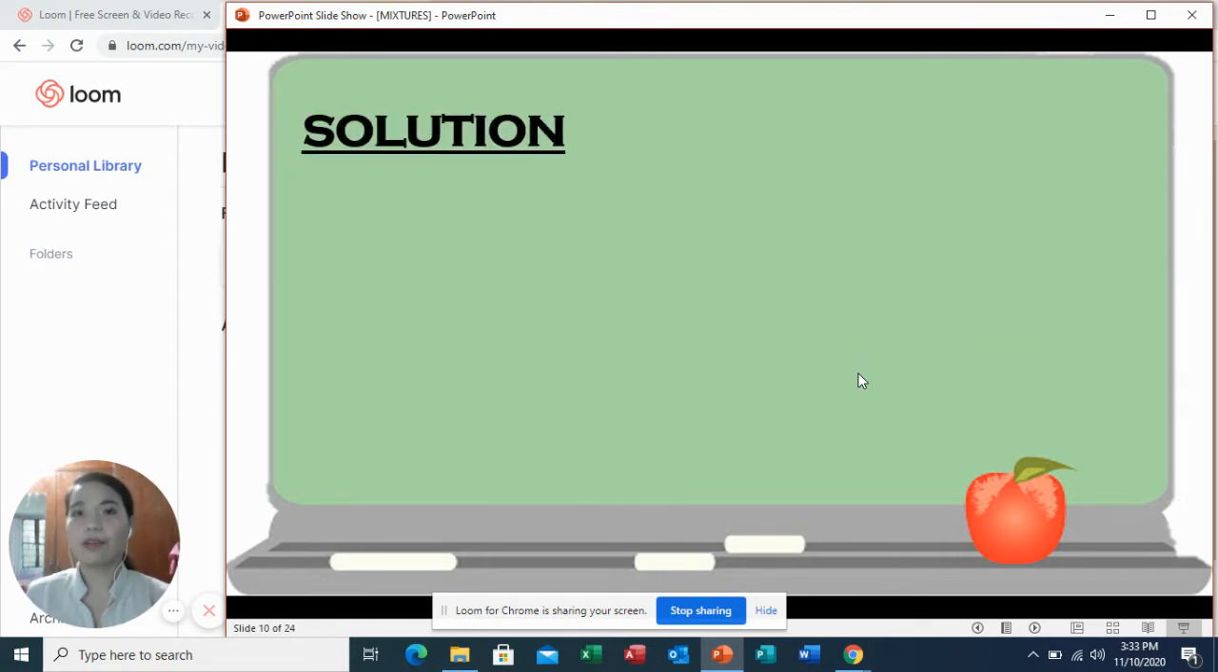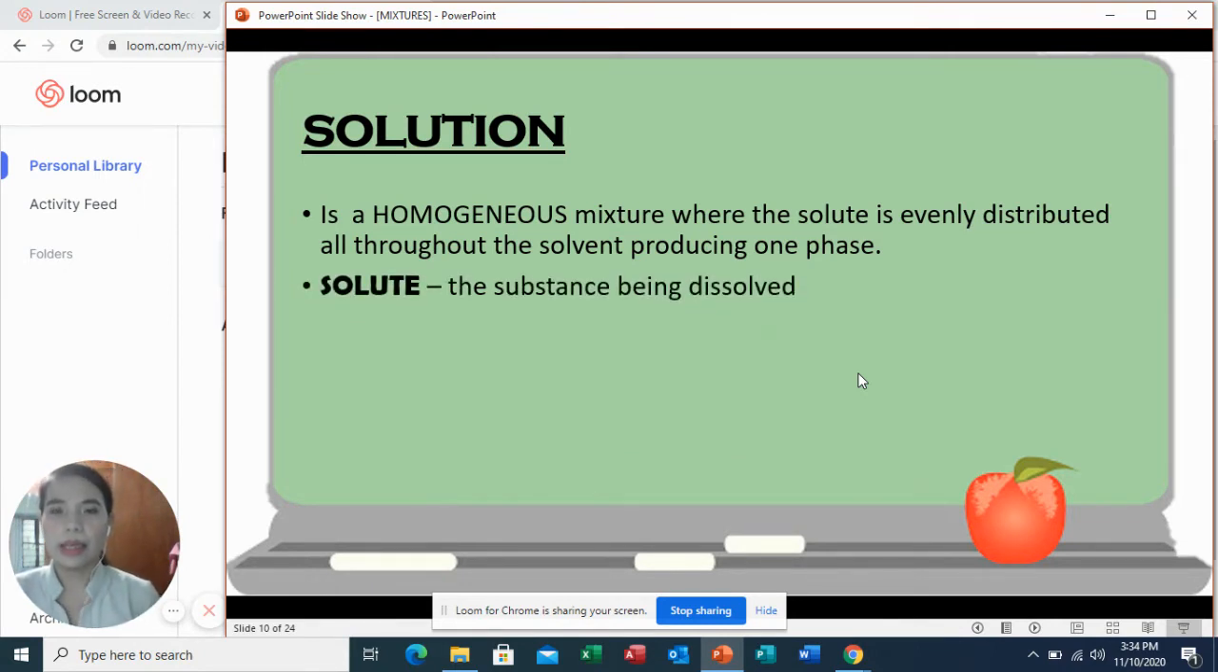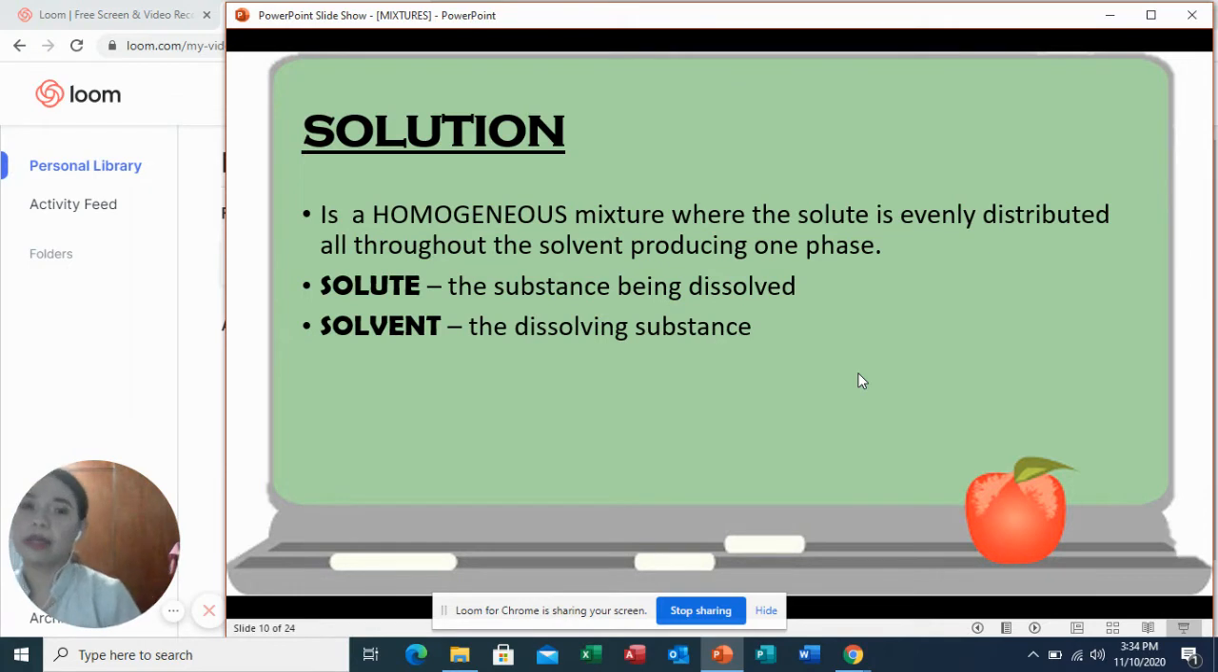Now let's have another topic to discuss. Solution. What is a solution? Solution is a homogeneous mixture where the solute is evenly distributed all throughout the solvent, producing one phase. So solution is a mixture consisting of a solute and a solvent. When you say solute, it is the substance being dissolved. And when we say solvent, it is the substance that dissolves another substance, or the dissolving substance.